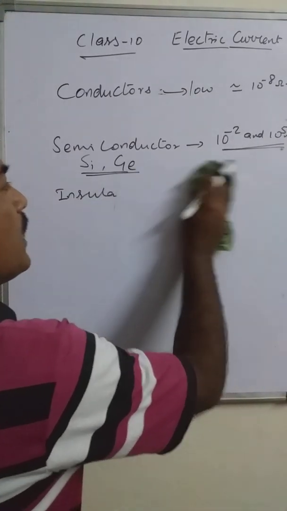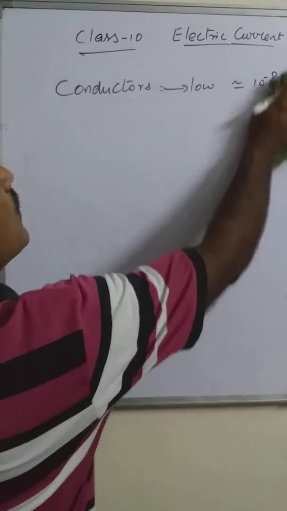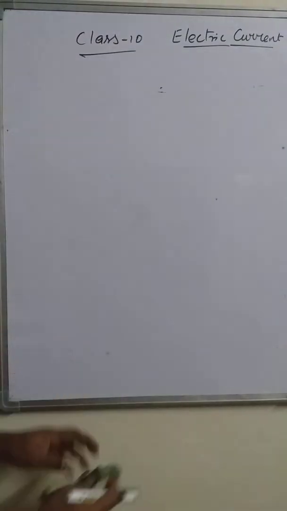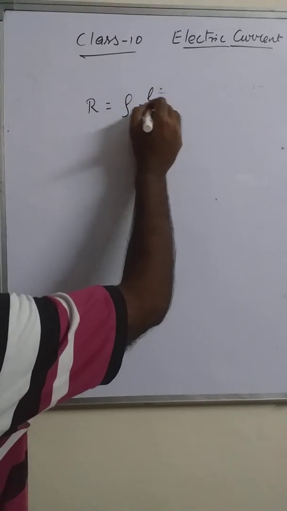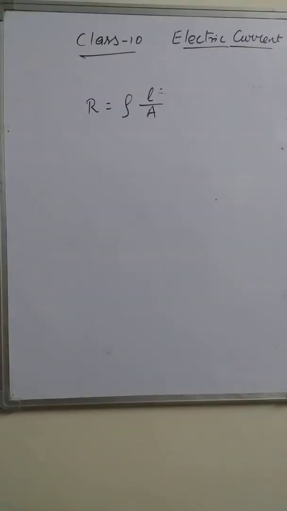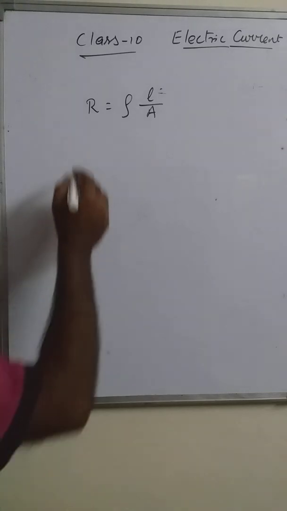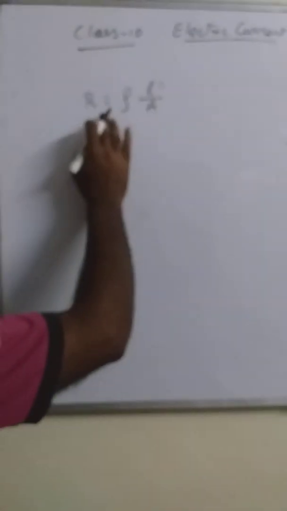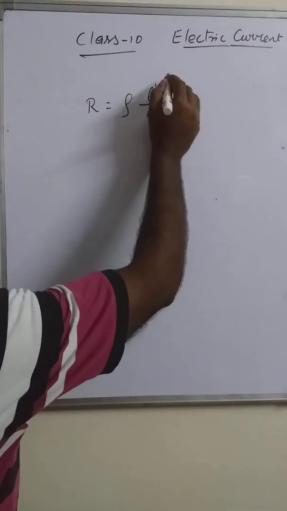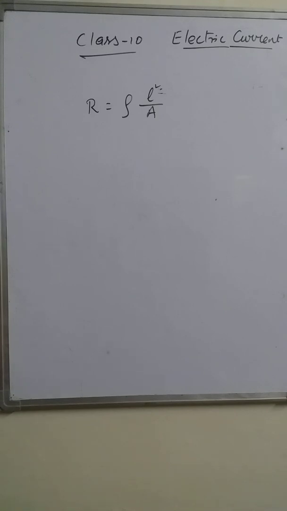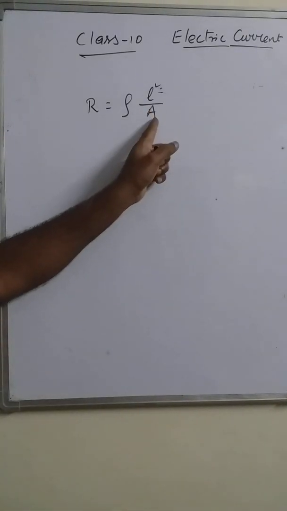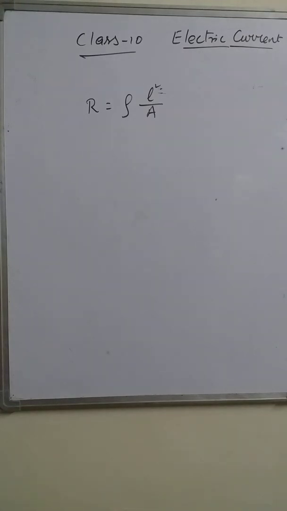Now we can discuss the relation R equal to rho L upon A. This is resistance is equal to rho, resistivity, into length upon area of cross section. If other factors are kept constant, as length increases, resistance also increases. As area increases, resistance decreases, right?